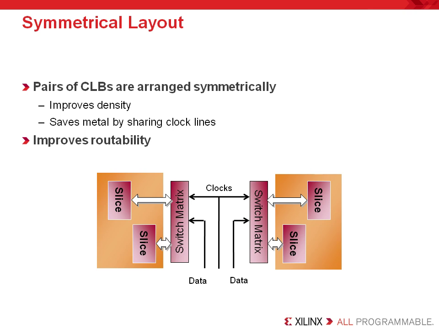So in this slide, we wanted to talk a little bit about the symmetrical layout of the routing and the logic resources available in the 7 series of FPGAs so that you can appreciate how it gives you improved density, saves metal routing resources by sharing clock lines in the FPGA, and this also, again, helps you improve the routability. So in this example, you see that each CLB has an associated switch matrix that will be responsible for connecting the CLB inputs and output signals to general interconnect and dedicated global routing resources. Now these are denoted by data lines and clock lines as seen in this figure.